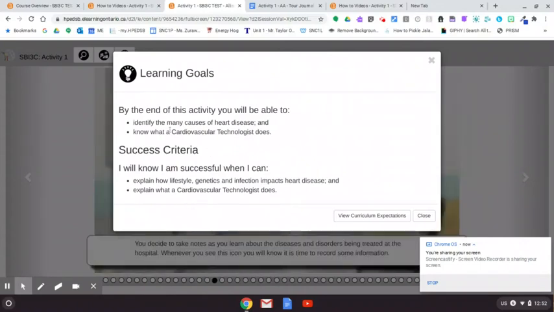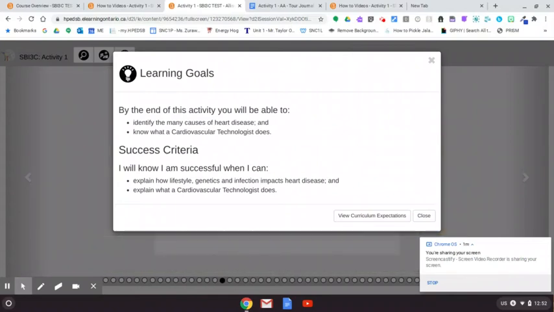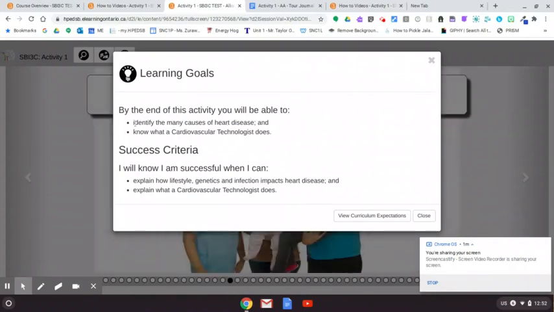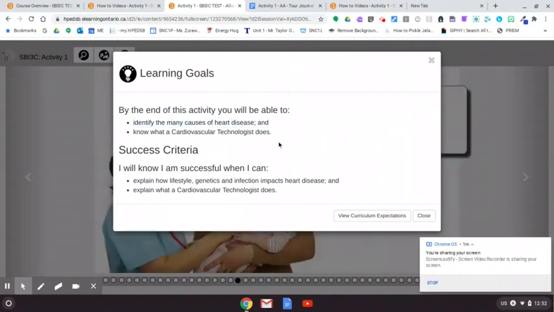So what are we learning about? We're learning about the heart. We're learning about the cardiovascular system in a sense, or getting an introduction to it. So we're going to identify causes of different heart diseases. We're going to be talking about the structure and function of the heart over the next 3 lessons.